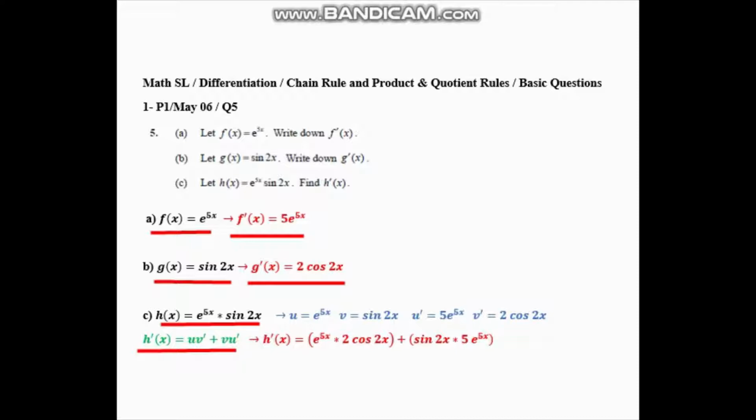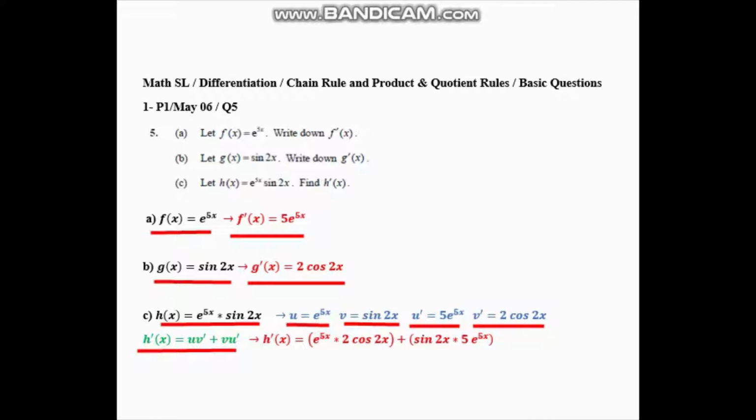So don't try to do this in one step. First identify your four variables. So what are the four variables here? Obviously, u is f of x, so u equals e to the power of 5x, and v is sine 2x. Now, for u dash and v dash, we already found the derivatives in questions A and B. So u dash is 5e to the power of 5x, and v dash equals 2 cosine 2x.